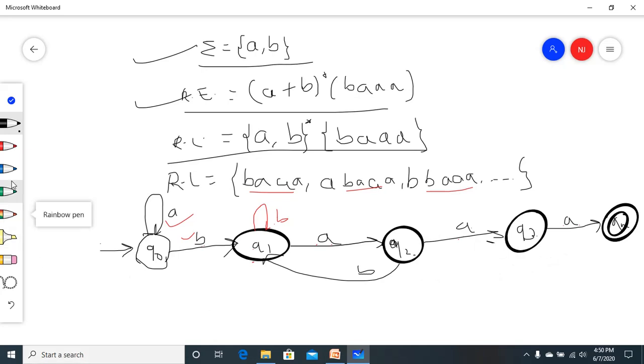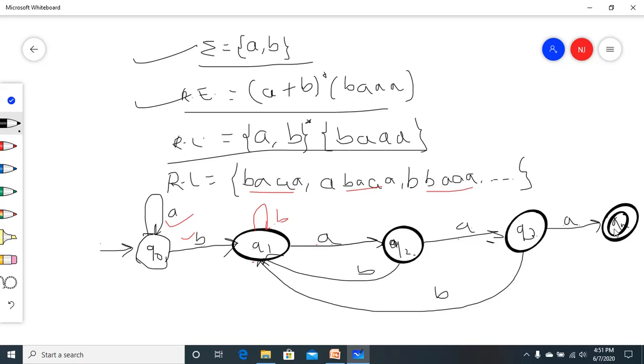So the possibility is that we have to move loopingly, taking input for B in that state, and we have to push it from Q3 to Q1 by using B. So this is our workable transition.